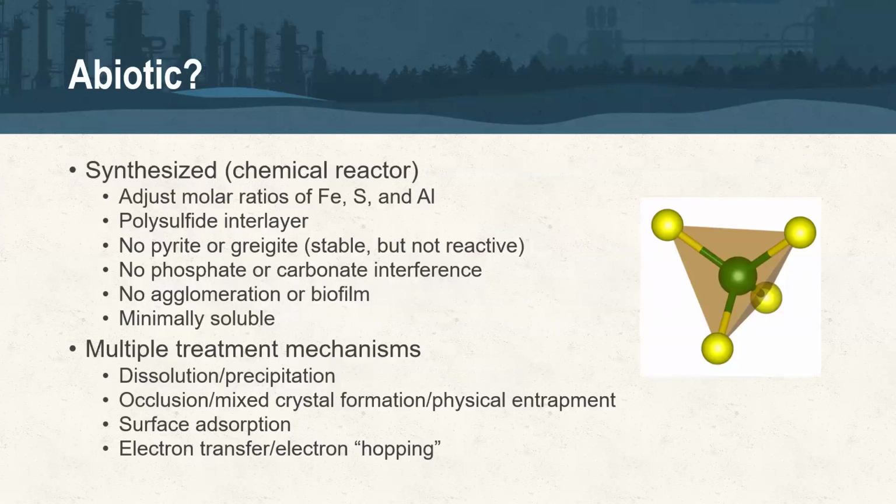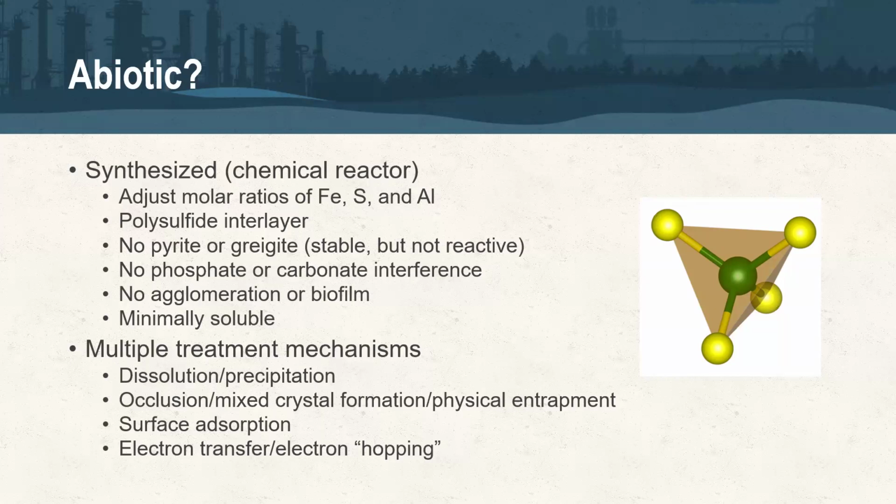And so if we juxtapose that with abiotic, right? Abiotic is made chemically in a batch plant. We call this synthesized iron sulfide. In doing it in a controlled environment, we have the ability to adjust molar ratios of the iron, the sulfur, even the aluminum, which is an important contributor to this overall product that we're making. It goes back to the structure and especially helps with these polysulfide interlayers that exist between the iron and sulfur within the product. We also don't have issues with creation of pyrite or greigite, right?